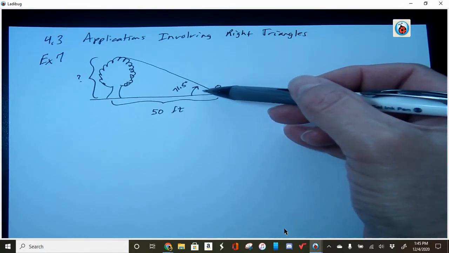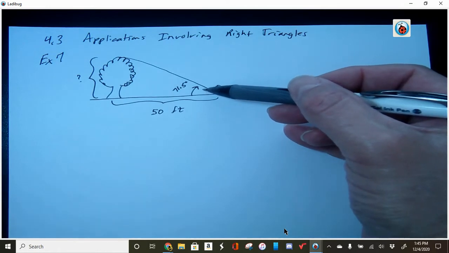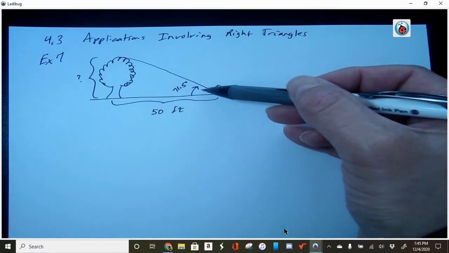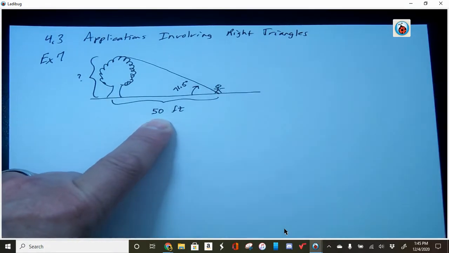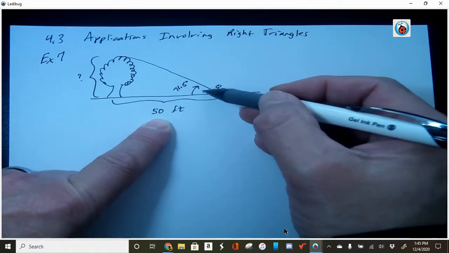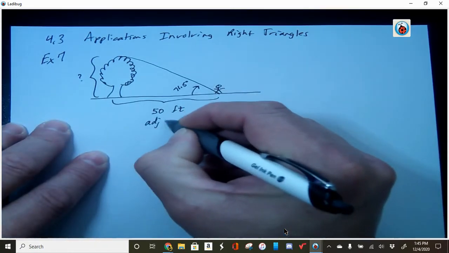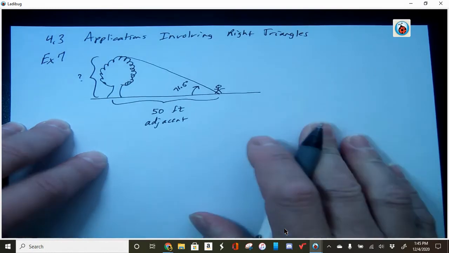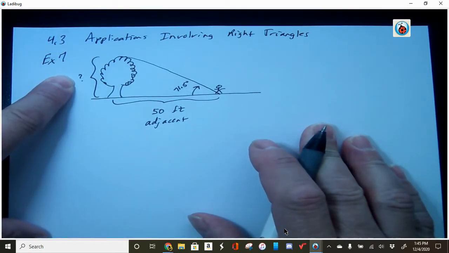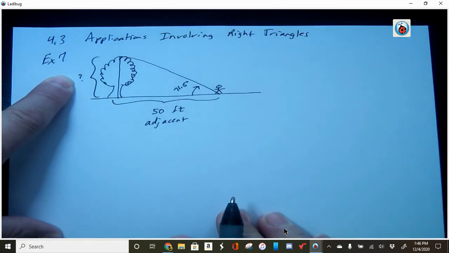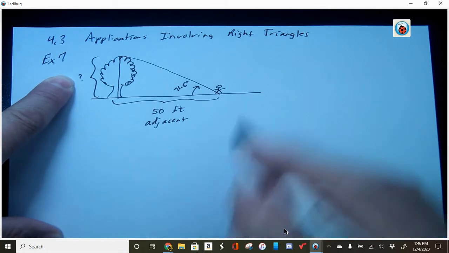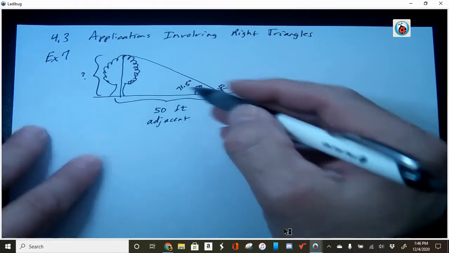So we want to use that as our reference and decide how the other sides relate to this angle. Okay, so what do I have? I have this side right here. How does this side relate to this angle? This is your adjacent side. This is what I want. I want to know how tall that tree is. If I think of this as a big triangle, then how does this relate to this angle? Well, this is your opposite side.